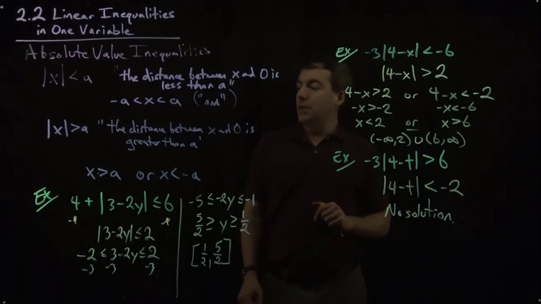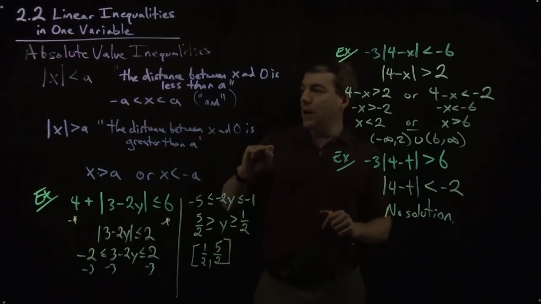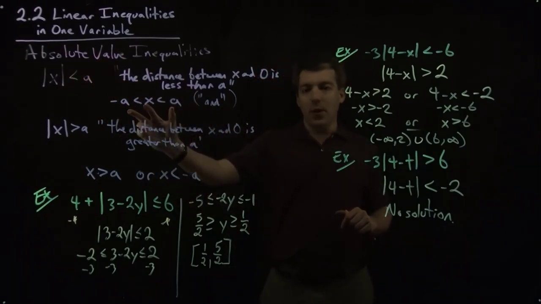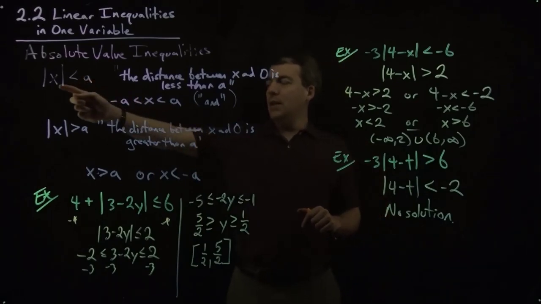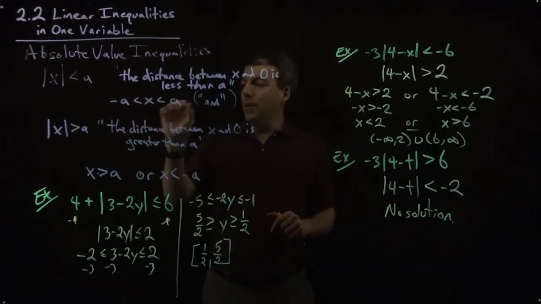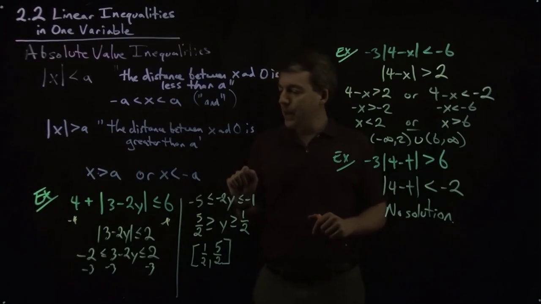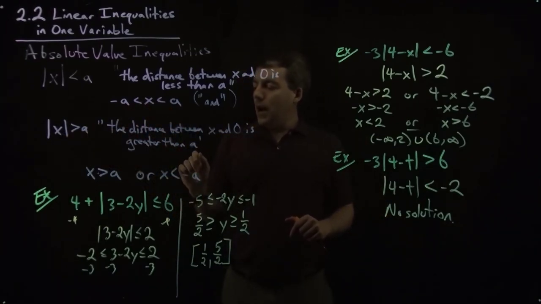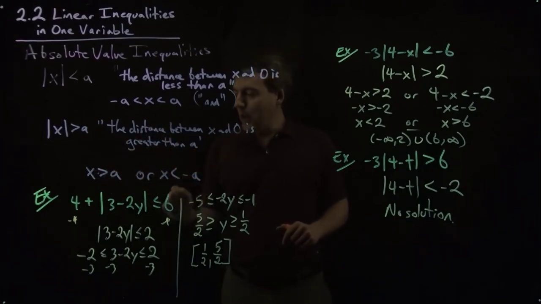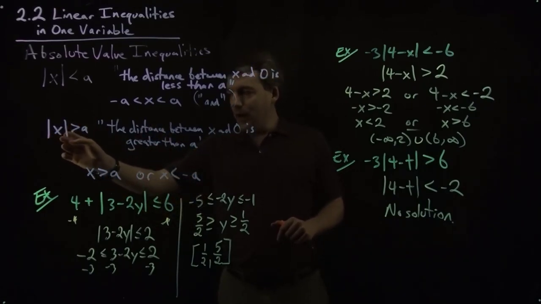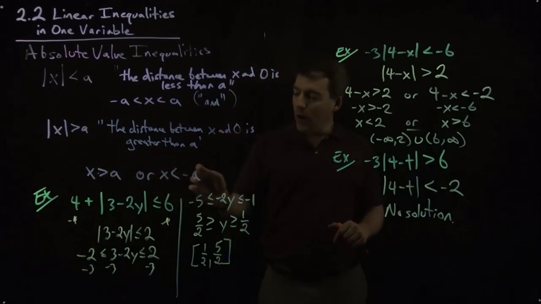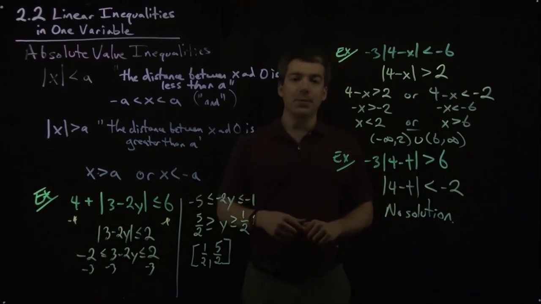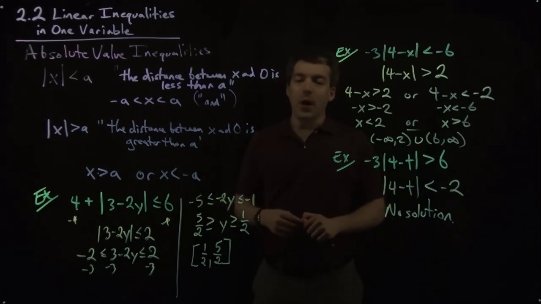Okay, so here we have the absolute value inequalities. Absolute value less than a number means an and type inequality. So you can just put the value in the absolute value between the number a and the opposite of a. If you have the absolute value greater than a number, that gives you an or type inequality. That means the part in the absolute value is either greater than a or less than the opposite of a. Okay, and that wraps up our discussion for linear inequalities in one variable.